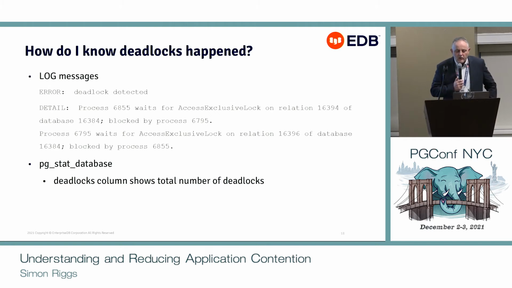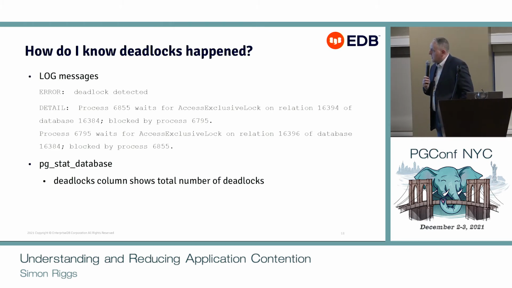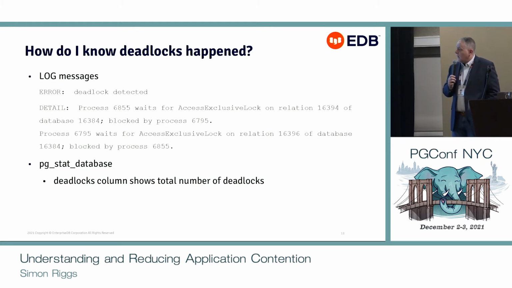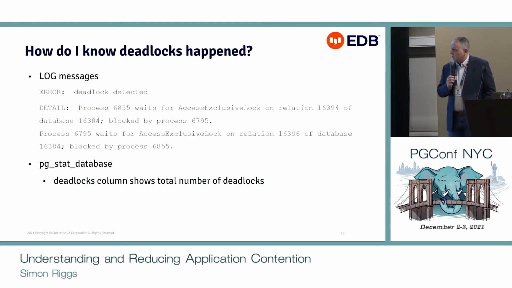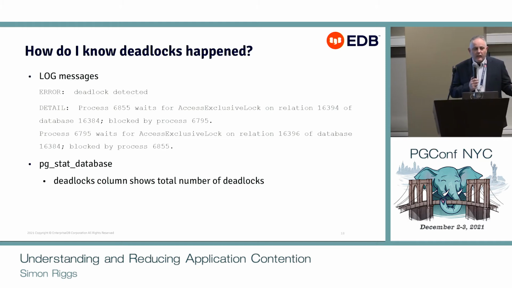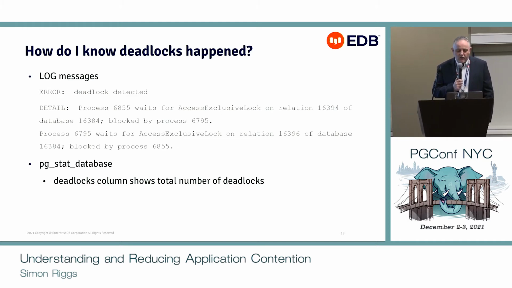So how do I know deadlocks happened? Well, you see log messages because a deadlock will fail with an error, and it does tell you lots of useful information like process 6855 waits for access exclusive lock on relation 16394. Nice human readable, easy to understand logic that really helps you to understand what's going on.